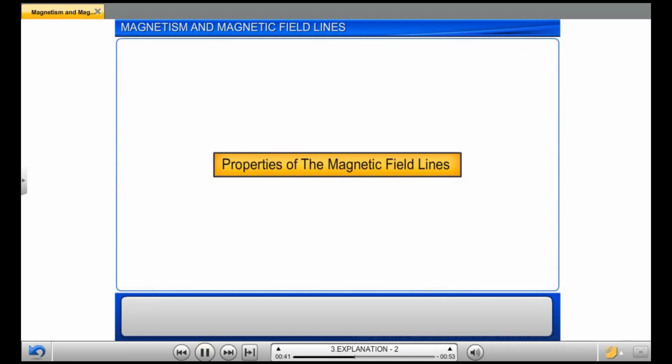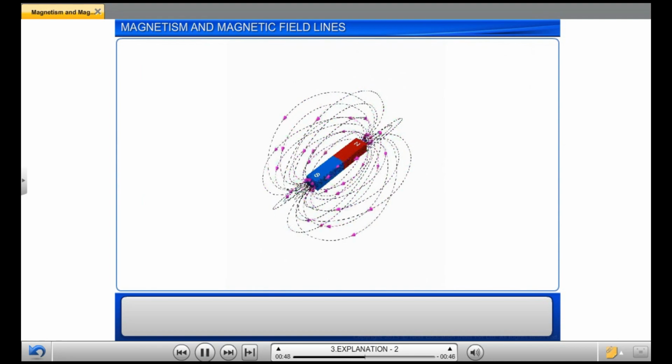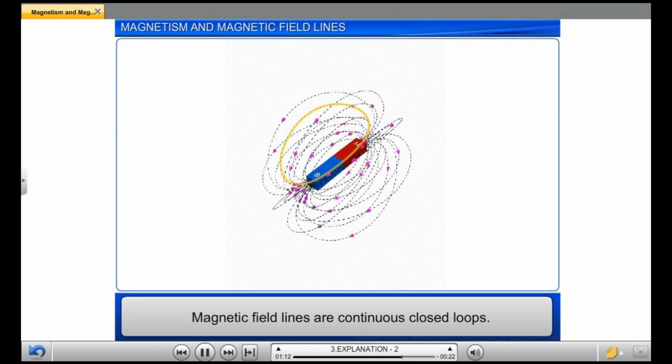Let us now learn about the properties of magnetic field lines around a bar magnet. The field lines of a magnet start from the north pole and end at the south pole externally, which is outside the magnet. But internally, that is inside the magnet, the field lines start from the south pole and end at the north pole. Thus, the magnetic field lines of a magnetic dipole are continuous closed loops.